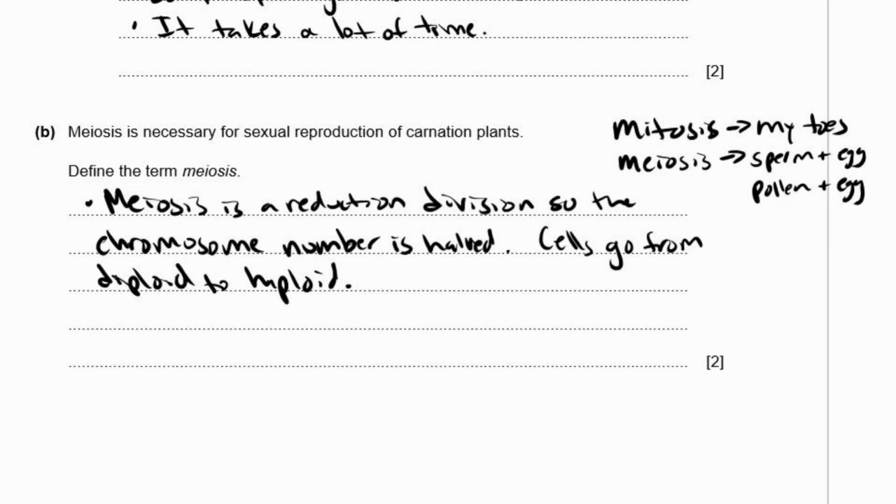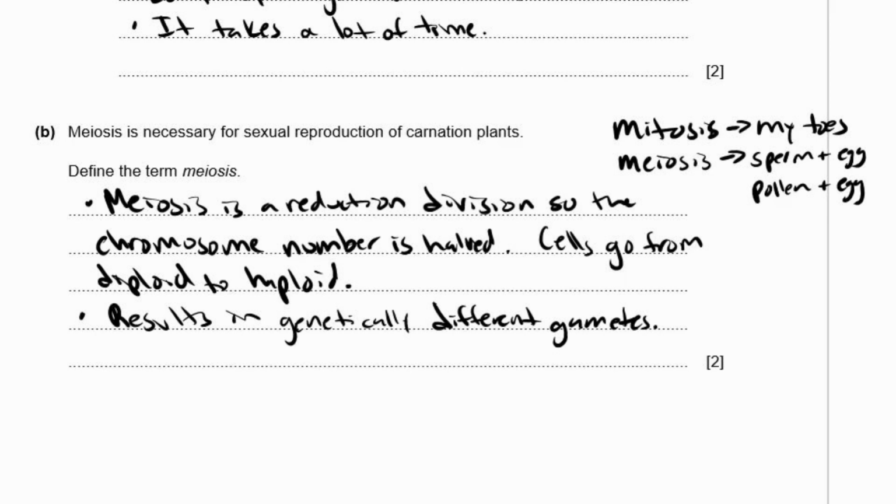All right, and what does this result in? Genetically different offspring. Oh, not offspring, sorry. Genetically different gametes. Okay, it's sexual reproduction, they need to be different, and this doesn't result in the offspring, it results in the gametes, the sperm and the egg, or the pollen and the egg. It results in genetically different gametes, not offspring. We're not there yet. You have to combine the sperm and the egg before you can get offspring.